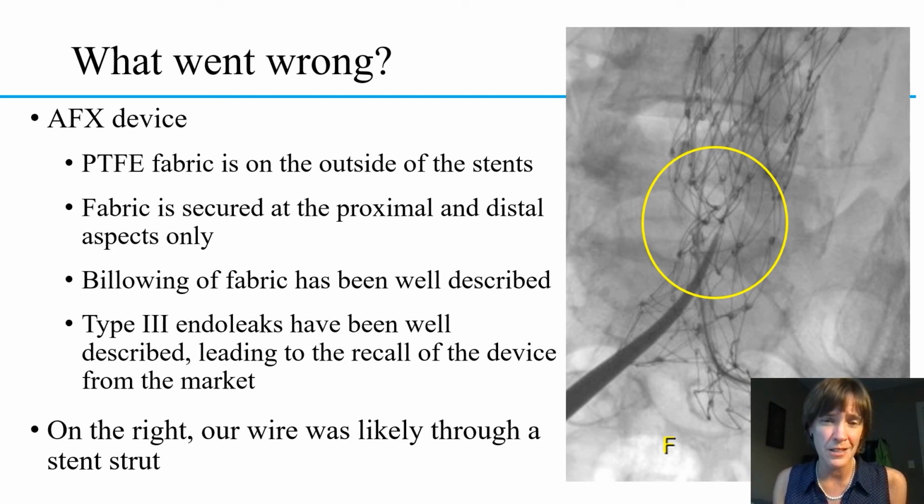So when we're looking at this, you see in this yellow circle, we presumed that our wire was likely through a stent strut, and we thought we could navigate that. But what's really harder to understand is why we just couldn't. We could not seem to overcome that. We re-advanced, as I said, several times, and even when it appeared as though we were completely free of that, we ultimately had challenges no matter what we tried.